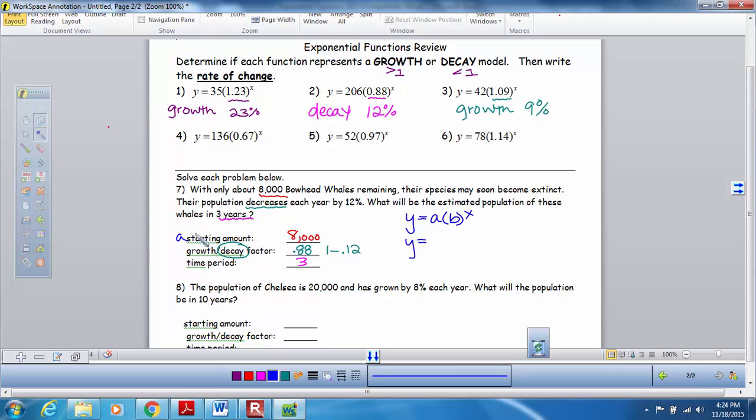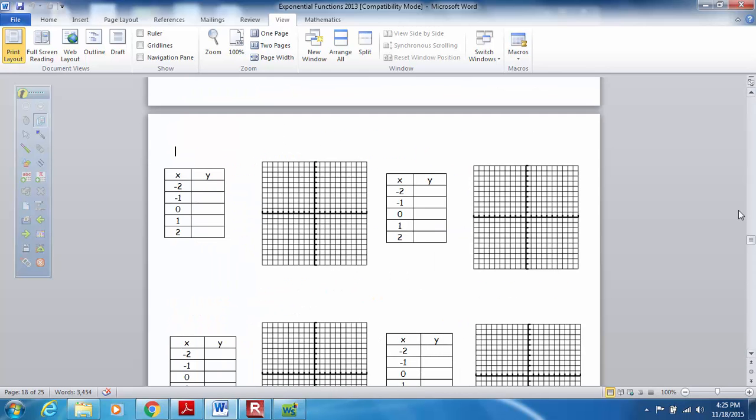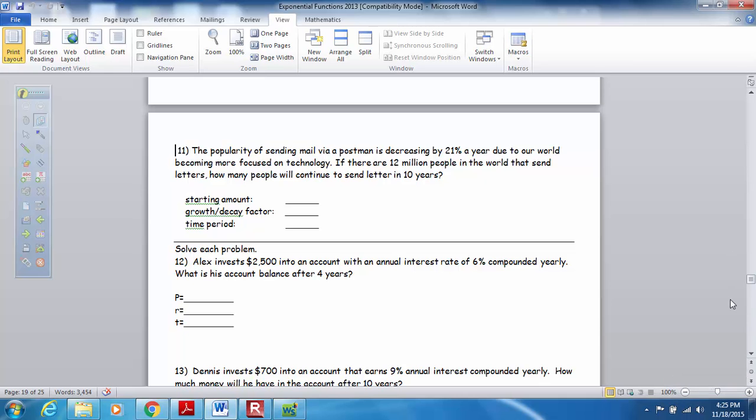A is our starting amount, so we'd plug in 8,000 for a. B is our growth or decay factor, so we'd plug in 0.88. And it's raised to the x, which is the time period. So if you plug 8,000 times 0.88 raised to the third in your calculator, you should get 5,451.8 whales. I would take 5,451 whales because you can't have 0.8 of a whale.